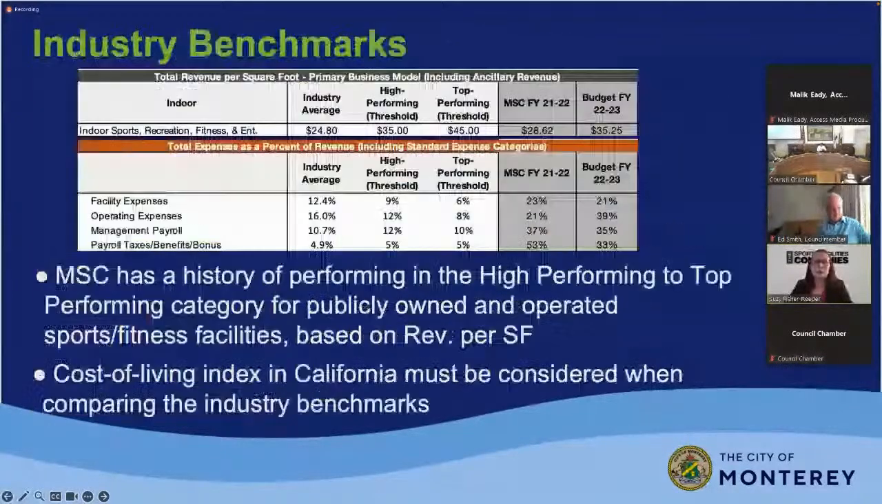Industry benchmarks for municipalities that run membership-based fitness centers range from $25 a square foot to over $45 a square foot in revenue. The Monterey Sports Center has a history of performing in that high, 35 to 45, top performing category. While the total expenses as a percentage of revenue for our standard expense categories, which are the facilities, the operating, the management payroll, and the payroll and taxes, are higher than the average, again, the cost of living is one of those items that we definitely consider. And so while the averages for the Monterey Sports Center are higher than the industry averages, they are comparable with what we have seen in your general region.